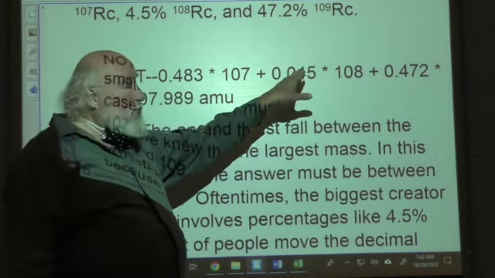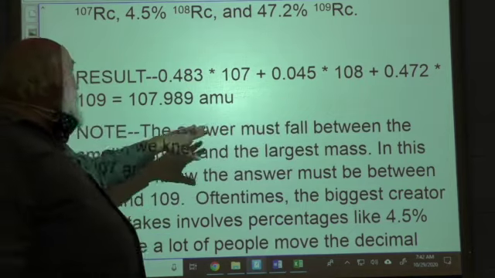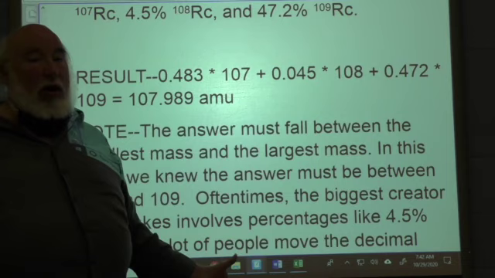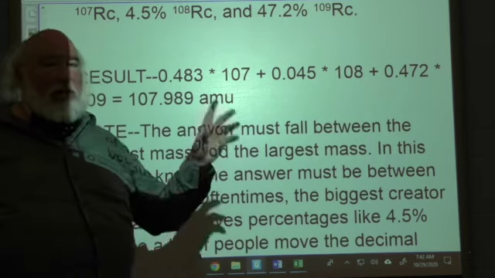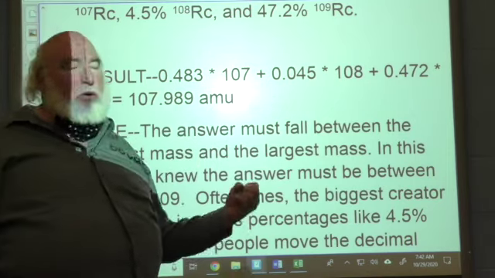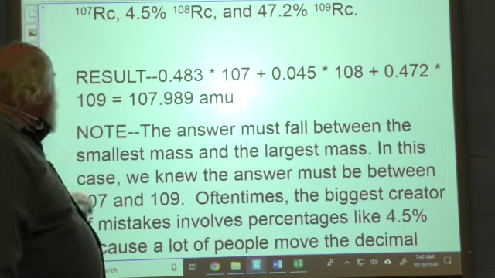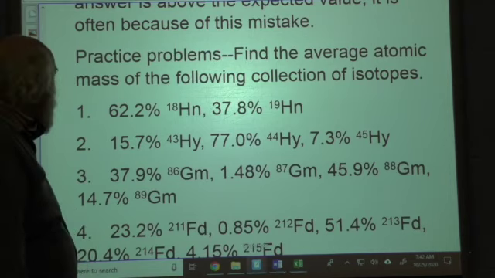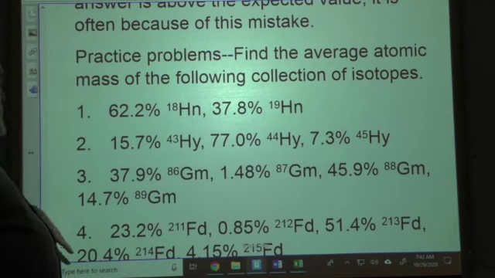Had you used 0.45 instead of 0.045, this would have been way above 109. And that is a red flag waving to you that, yikes, you might have forgotten to move the decimal point 2 places. You probably only moved it 1 place. Okay? Your practice problems are these 4 problems, which is on your script.